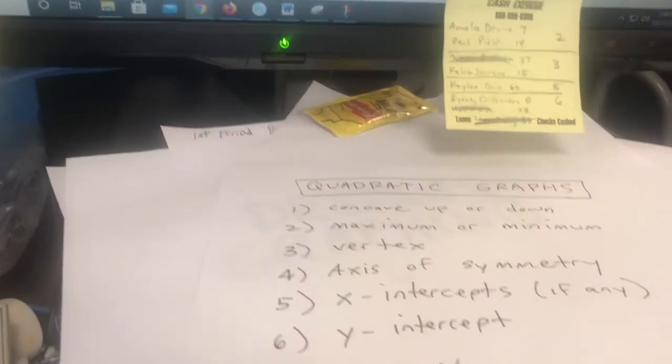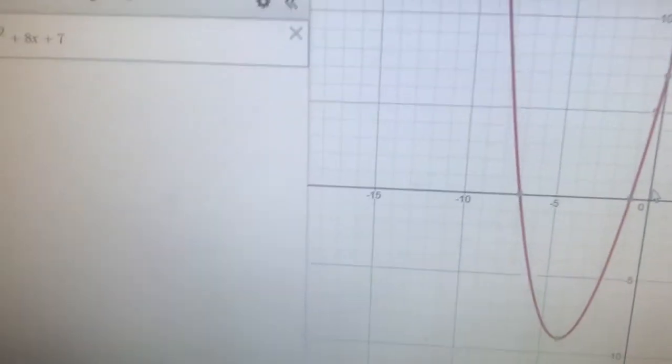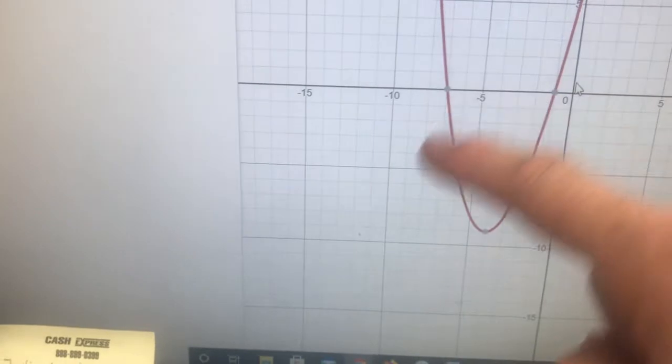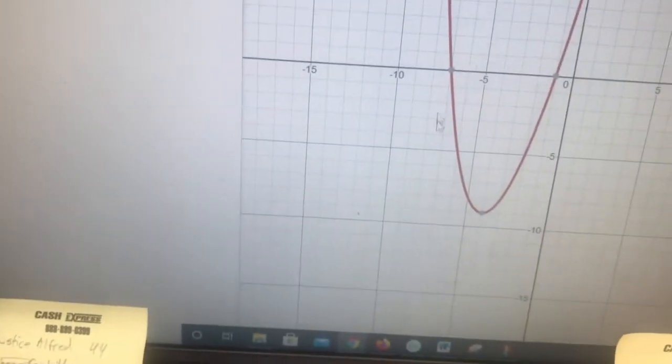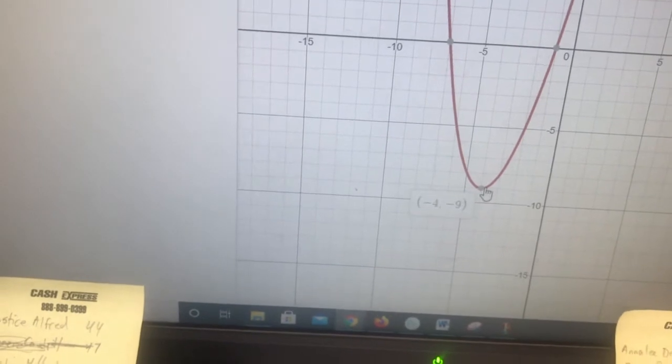So number 1 on here, concave up or down. This is concave up because see it's going up like this. If it's concave down, it'd be going the opposite way, this way. Okay, this is concave up, which means it has a minimum value. The vertex down here is the lowest value.